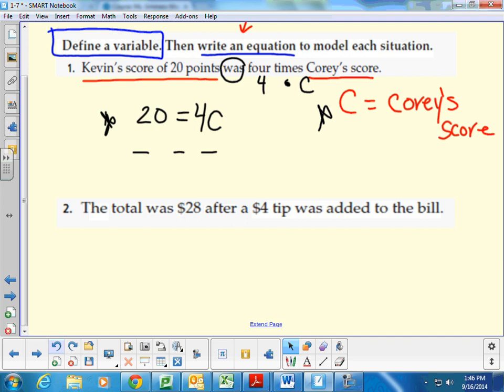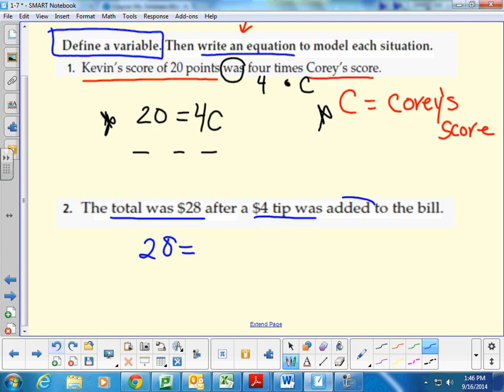Let's find out what I need to know, what I don't know currently and I need a variable for. It tells me the total bill was absolutely 28. So 28 is equal to something after a $4 tip was added, which tells me I'm going to be using addition to the bill. Right now I know the value of $4 was added to the bill, but I don't know how much the original bill was.